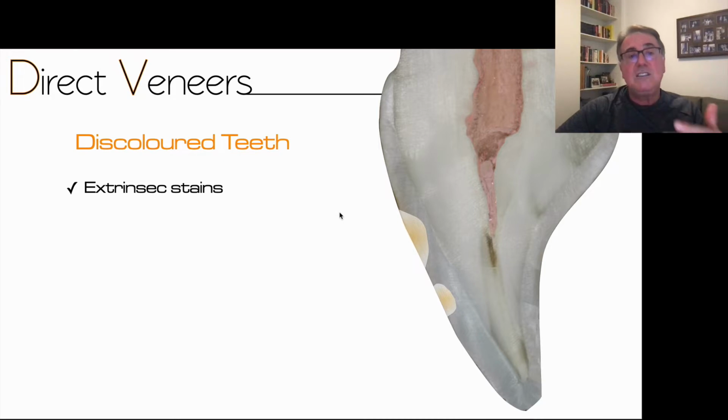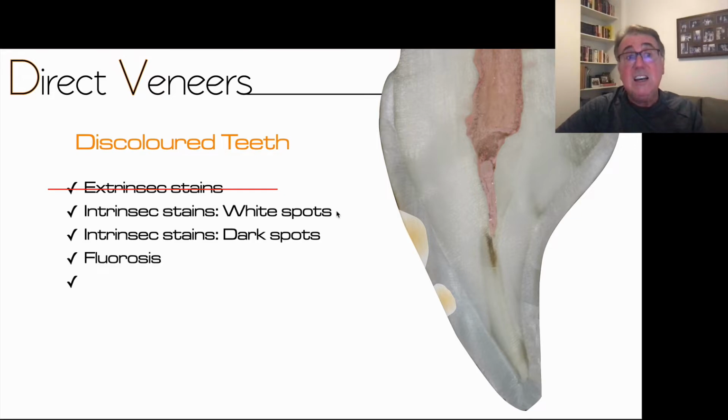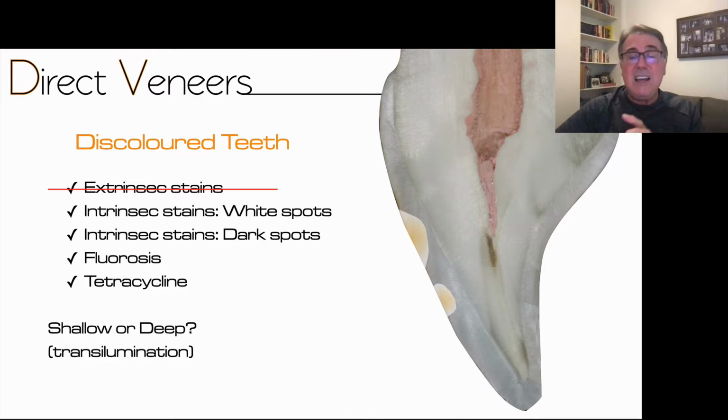Extrinsic stains such as stains from coffee, from wine, from smoking, okay? That's not our point here. We're going to be talking about white spots, intrinsic stains, or darker spots, also intrinsic stains, stains from fluorosis or stains from tetracycline, okay? These stains can be shallow or deep lesions, okay?